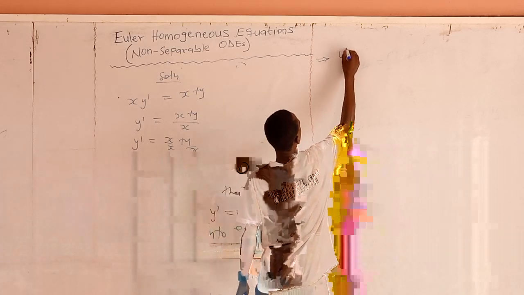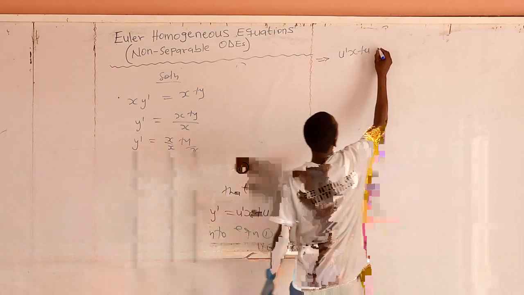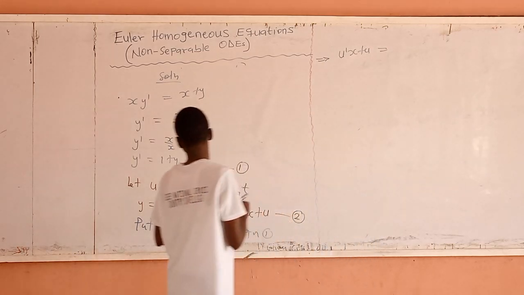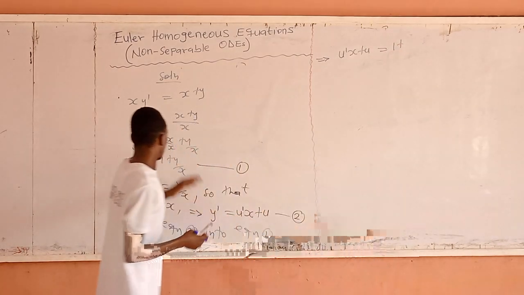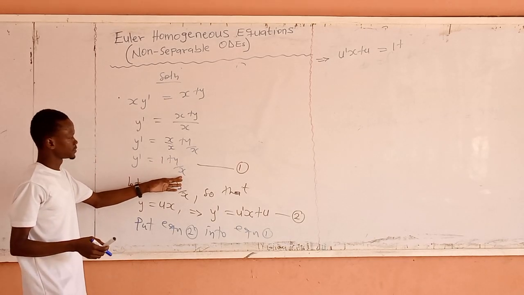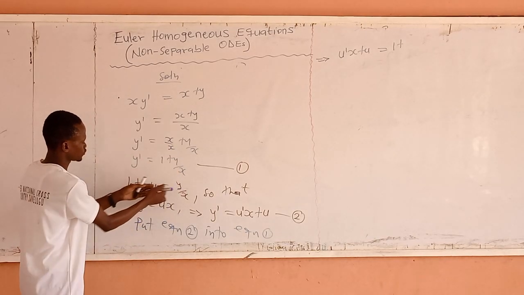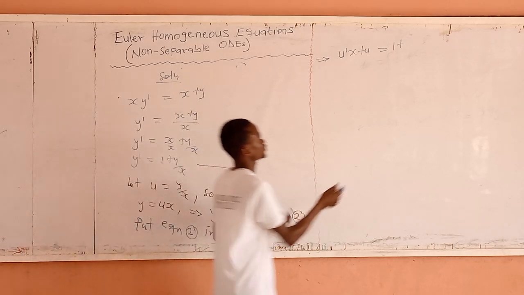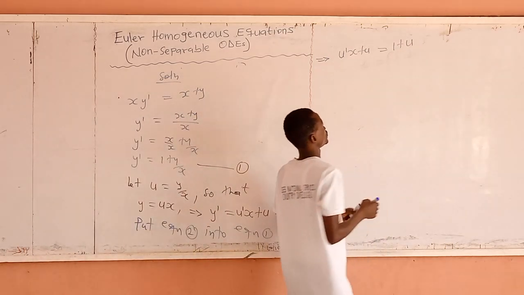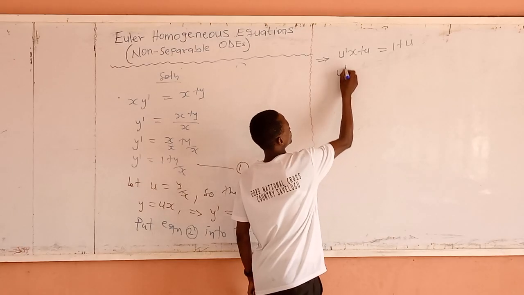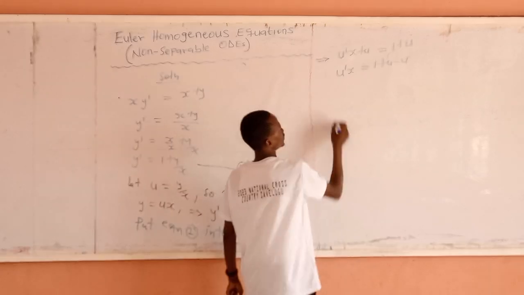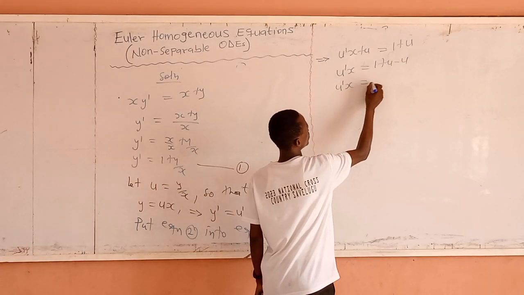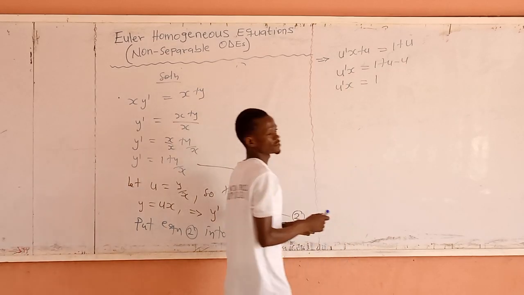And so equation 1 becomes u prime x plus u equal to 1 plus y over x. But y over x, we said should be equal to u. So this becomes 1 plus u. So we group like terms now. We have u prime x equal to 1 plus u minus u. And so we have u prime of x equal to 1, since u minus u will give us 0.